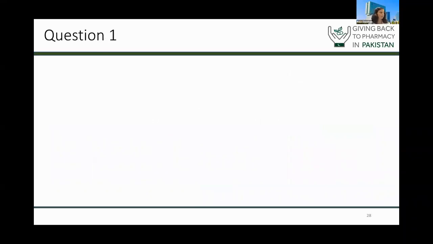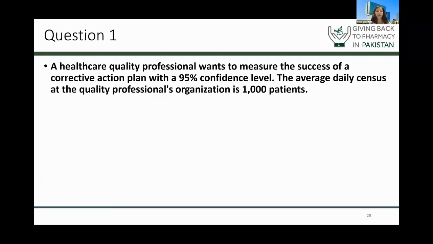Now let's review some practice questions. And here I'm not shy to go back to my notes, because I don't only want to show you the correct answer, but we also want to understand why the other answers may be wrong. So a healthcare quality professional wants to measure the success of a corrective action plan with a 95% confidence interval level. The average daily census at the quality professional's organization is 1,000 patients. What's your best sampling technique for this study to review your sample?